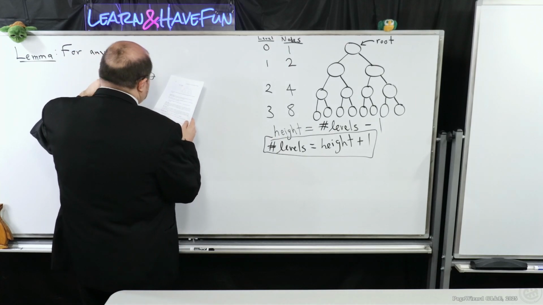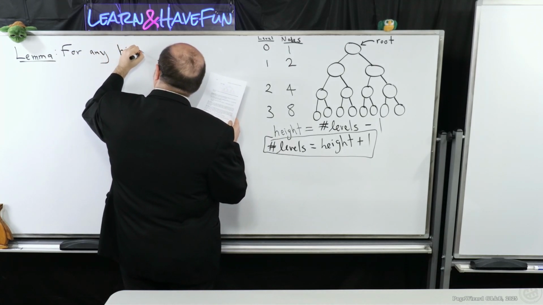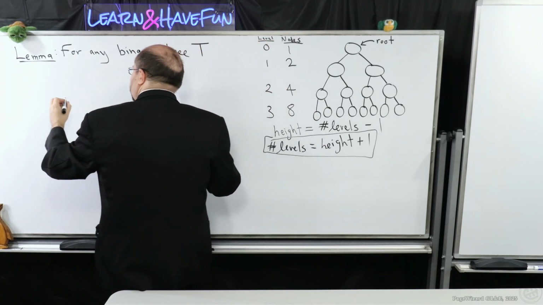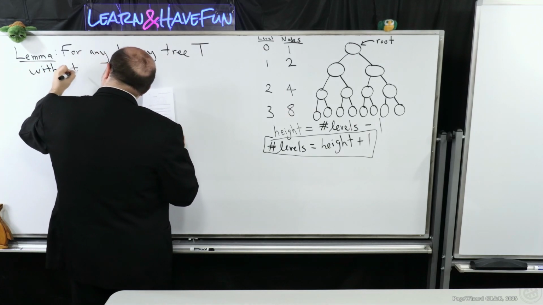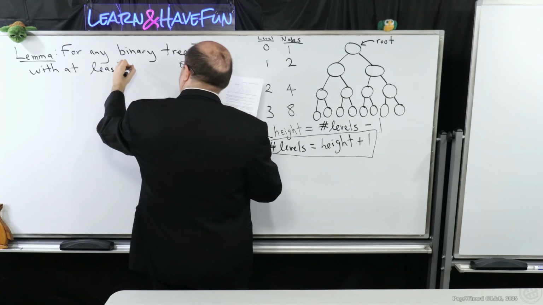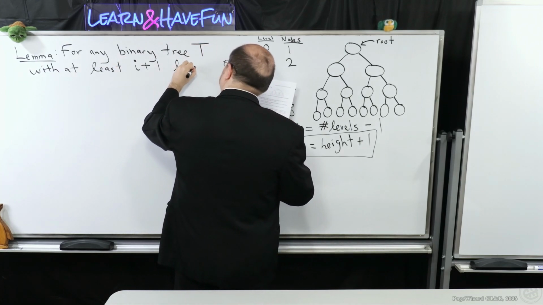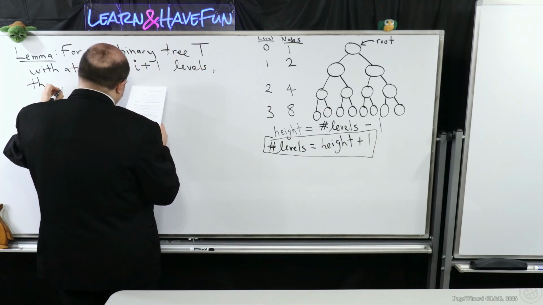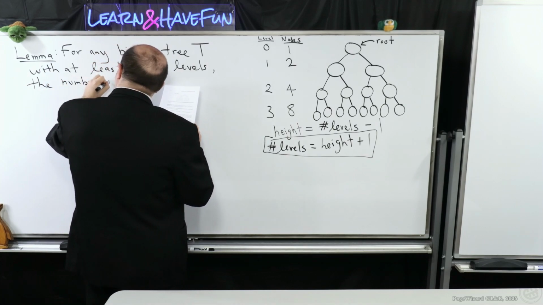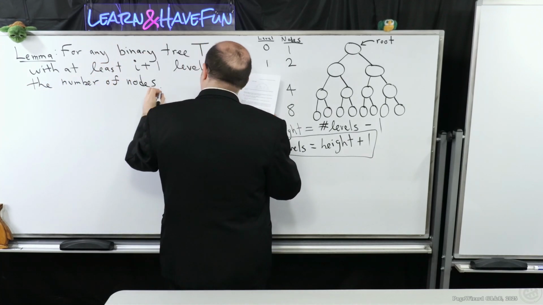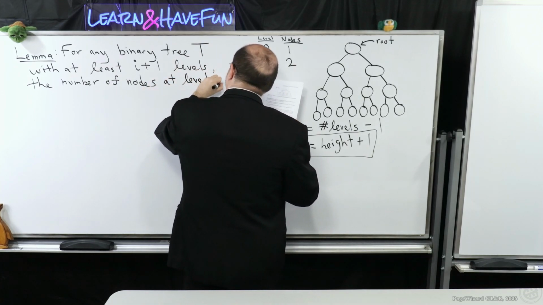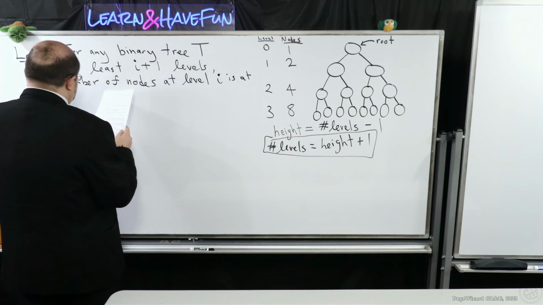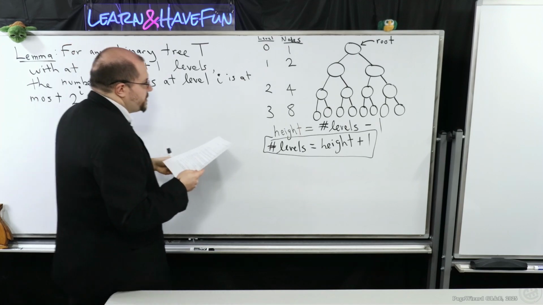So for any binary tree T, with at least I plus one levels, the number of nodes at level I is at most 2 to the power of I. That's the claim we're going to prove.